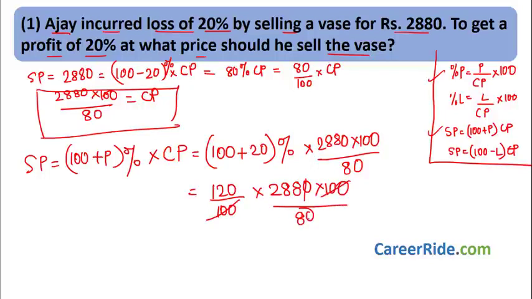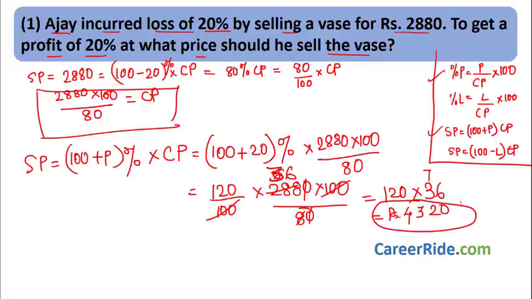This gets cancelled, this gets cancelled over here. So what we will have? 8 3s are 24. Okay, 48. 8 6s are 48. So we will have 120 multiplied by 36. 12 6s are 72. 12 3s are 36 plus 7, 43, and the 0 comes over here. So the answer is 4320. That means the vase should be sold for rupees 4320, so that Ajay will get a profit of 20%. See, using these four formulas very easily we calculated the answer.